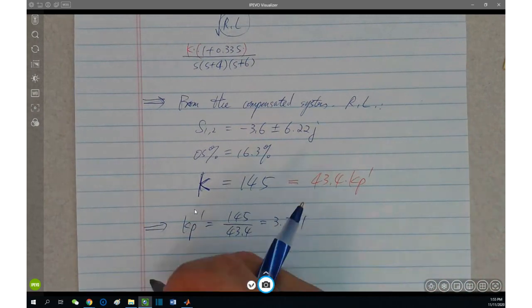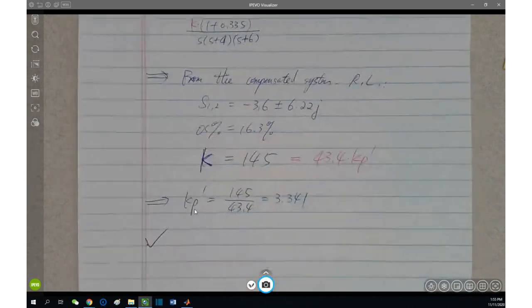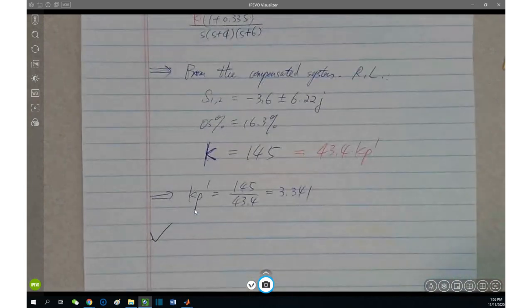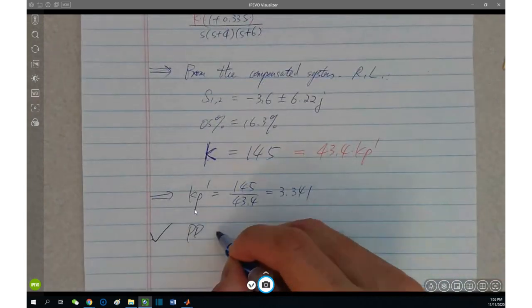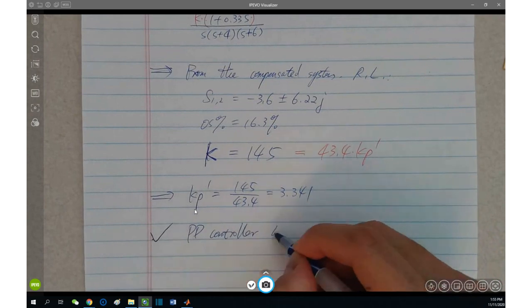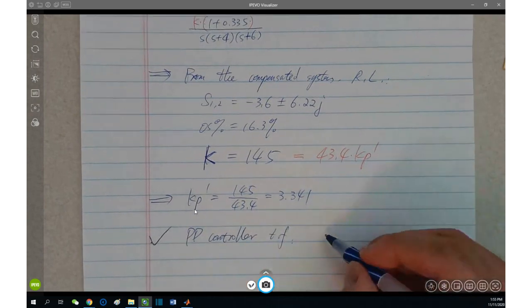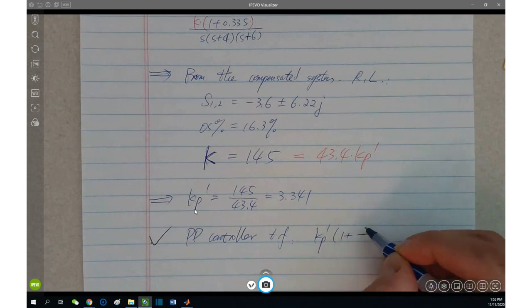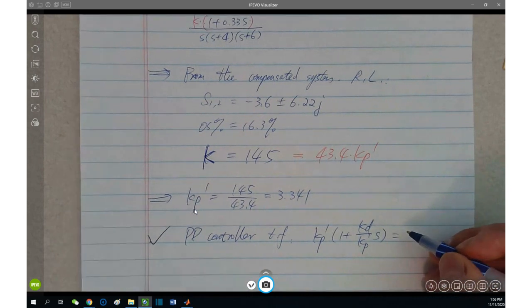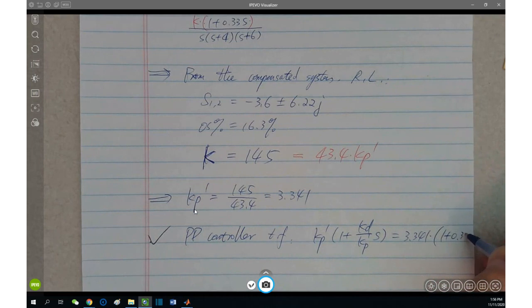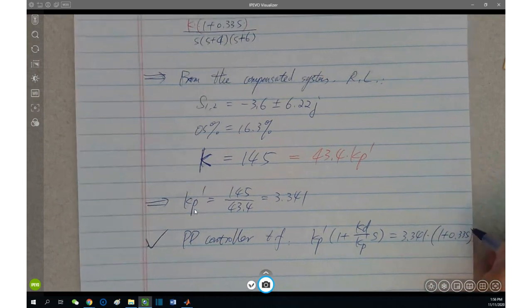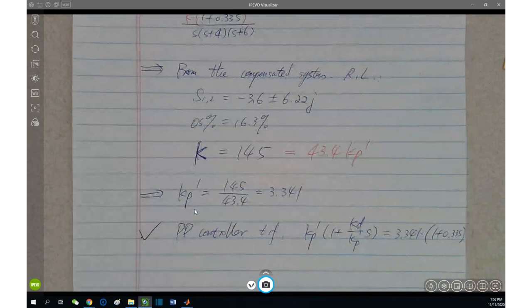Of course, here you want to do a couple of more things. First one is identify the PD controller. PD controller transfer function is what? KP prime times 1 plus KD over KP prime S. And here, KP prime 3.341 times 1 plus 0.33S. Does that make sense? This is a design of PD controller. Is the answer, right?